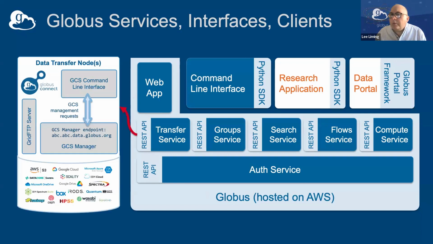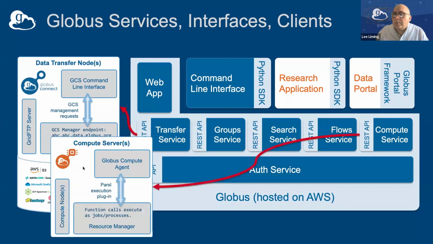And then, as I mentioned before, you can install Globus Connect on your systems. This is not something that we do. This is something that you or your system administrators do. And it then allows the transfer service to reach out and access the data on your systems. Or you can install Globus Compute Agent, and that allows the Globus Compute service to reach out and execute things on your systems on your behalf. So you can then write your research applications or data portals to use the compute service or the transfer service, and it then interacts with your stuff by virtue of the fact that you installed Globus Connect or the Globus Compute Agent. Any questions so far?